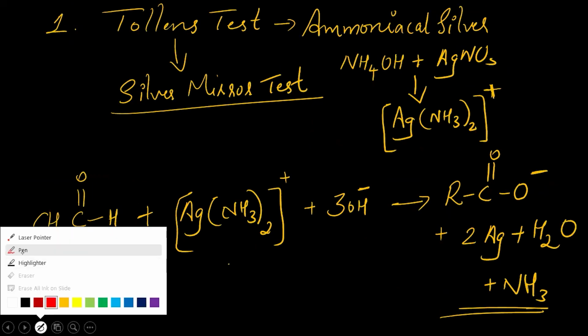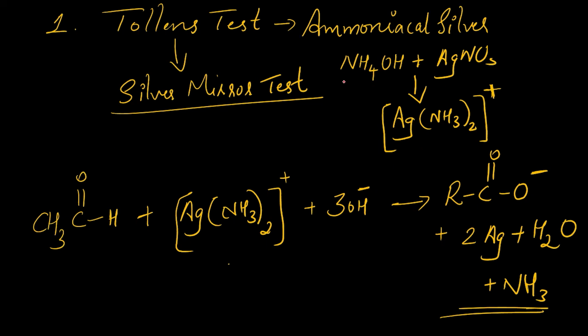Tollens reagent means silver nitrate solution in the presence of sodium hydroxide, and they will combine and form a complex that is diamminesilver, and the silver is in +1 oxidation state. Okay, so this is the complex forming.